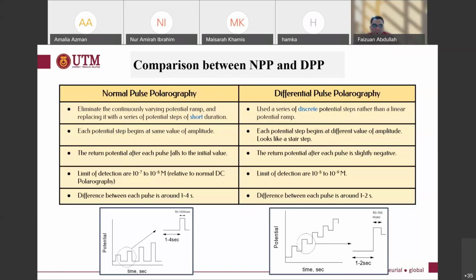Doktor, nak teruskan atau nak repeat balik? Okay, sekarang comparison ni siapa? Saya. Amirah. Okay, Amirah teruskan je.